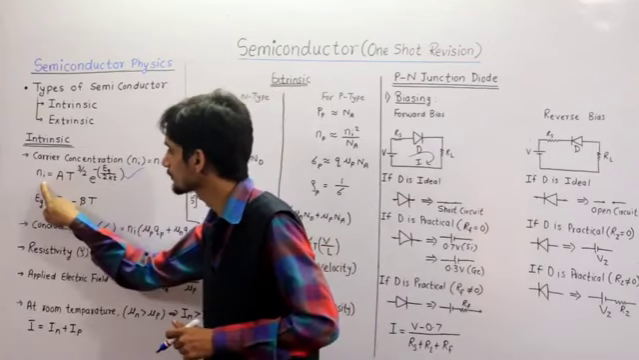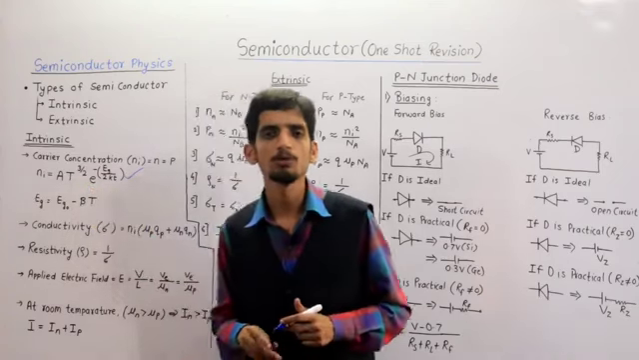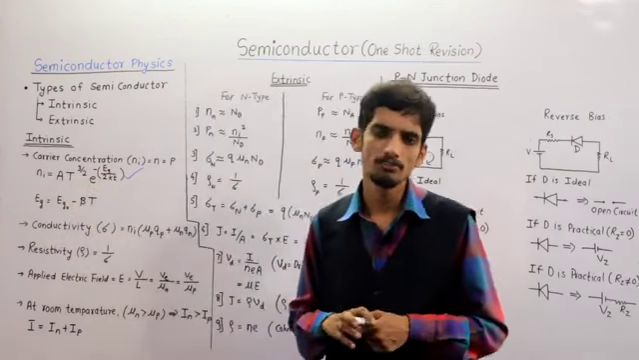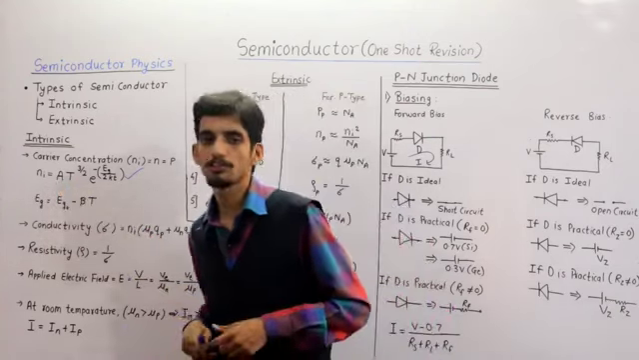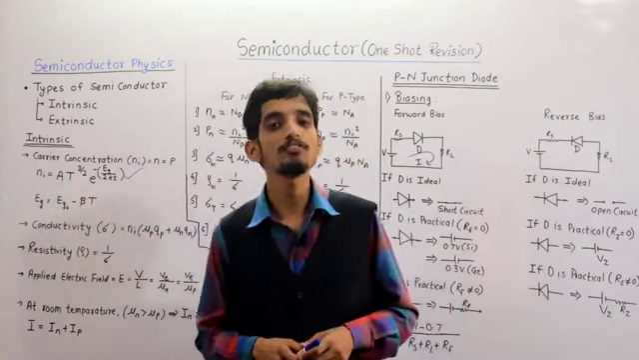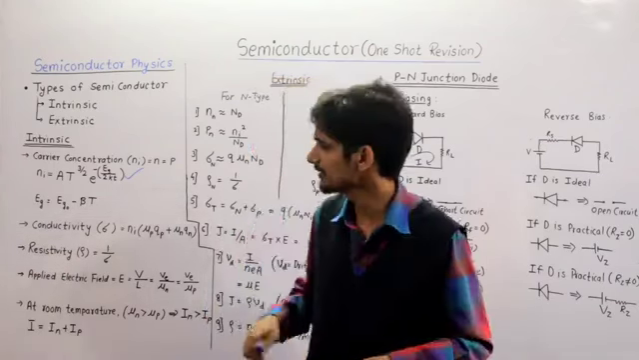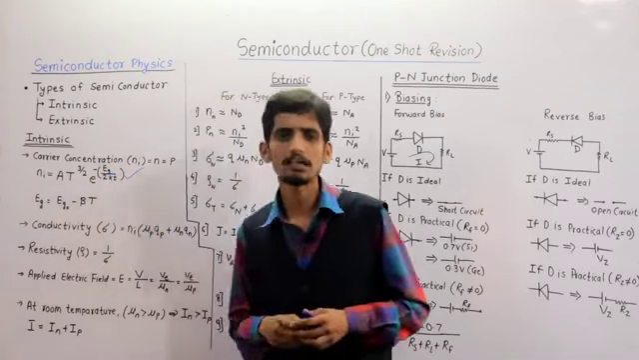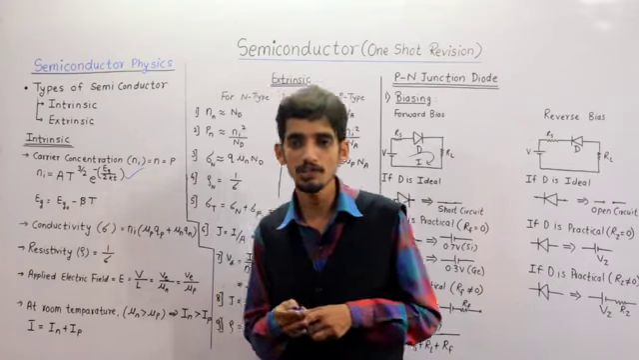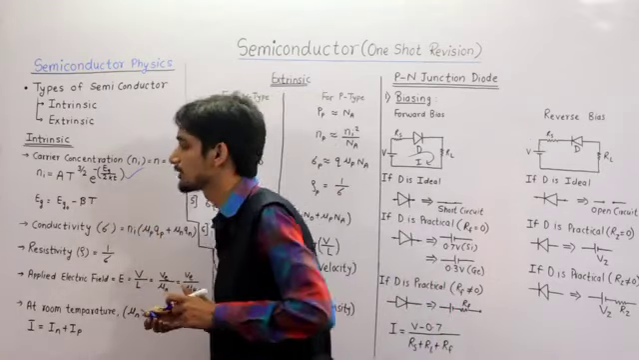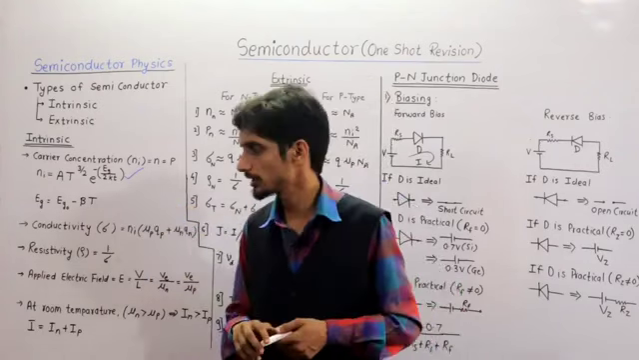Ni, the intrinsic concentration, is A T raised to 3 by 2 e raised to minus Eg upon 2 kT. Now in this formula, Ni is called the intrinsic carrier concentration. This A is a constant which is independent of temperature; it is dependent on doping. Eg is called the energy band gap, K is the Boltzmann constant, and T is the absolute temperature. So this formula we have to remember.